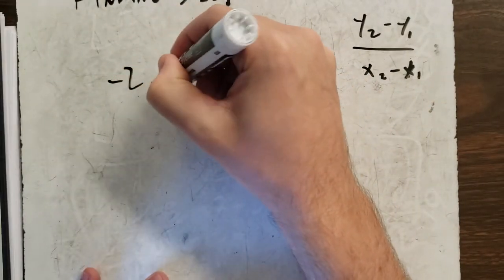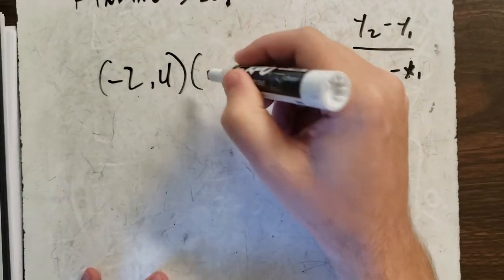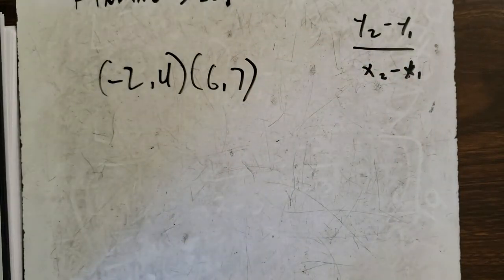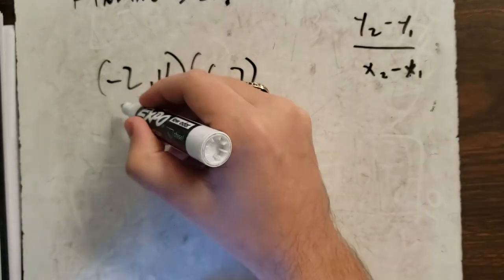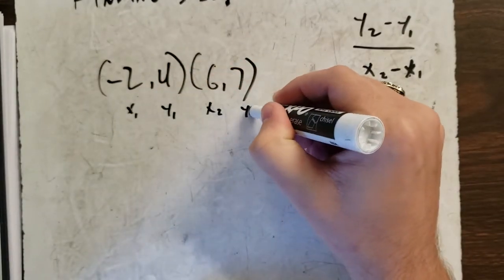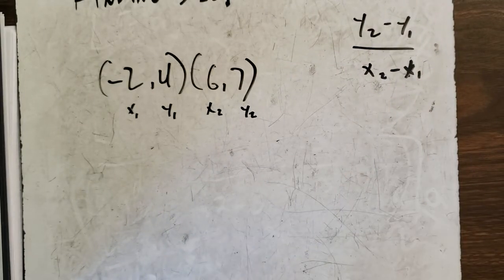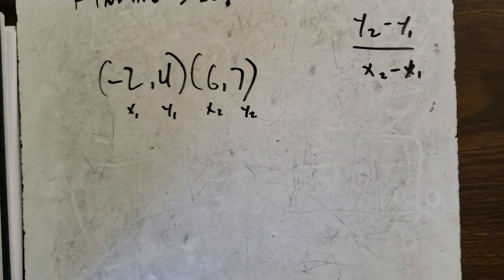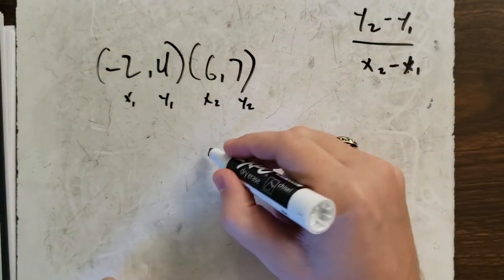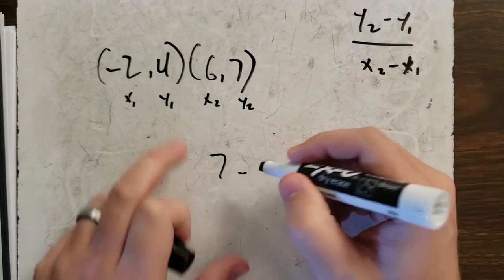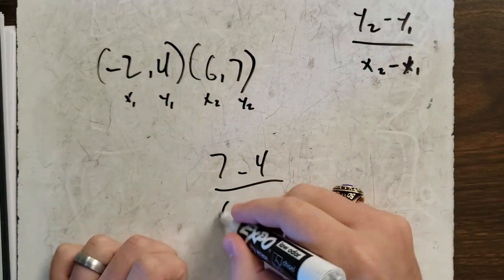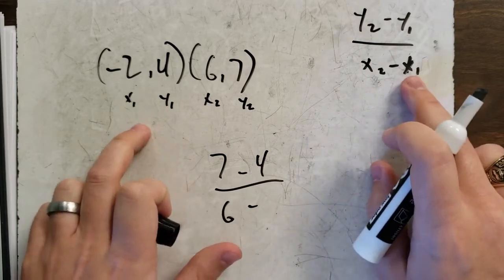Negative 2, 4, 6, 7. Okay? So once again, if you want to, you can label it x1, y1, x2, y2. Okay, if that's going to help you not get confused, go ahead and do that. All right? So let's set it up. y2 is 7 minus y1, which is 4, over x2, which is 6, minus x1, which is negative 2.